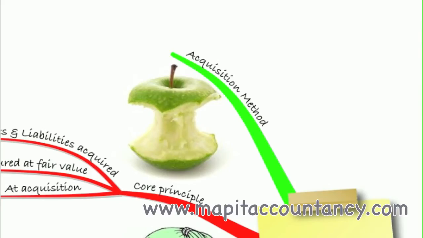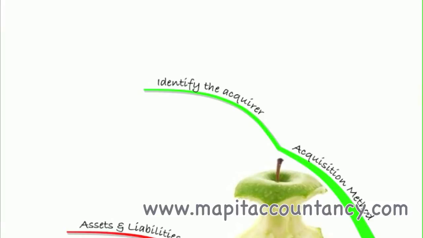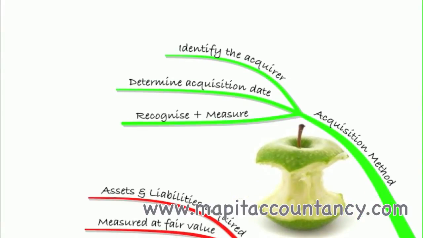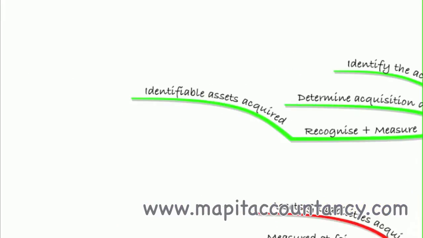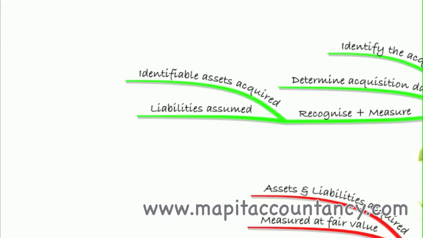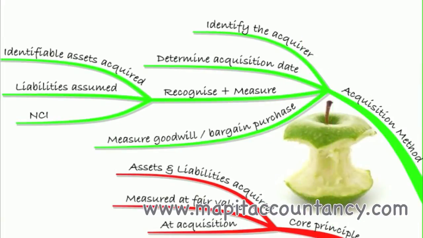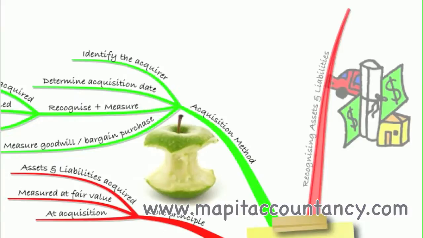It sets out the acquisition method, which is the method that we use for our consolidation, our 5 workings. So we have to identify the acquirer, determine the acquisition date, recognise and measure the identifiable assets acquired, the liabilities assumed, and the non-controlling interest. And we need to measure goodwill or a bargain purchase. So that's the acquisition method. That's the method we actually use for our consolidation.